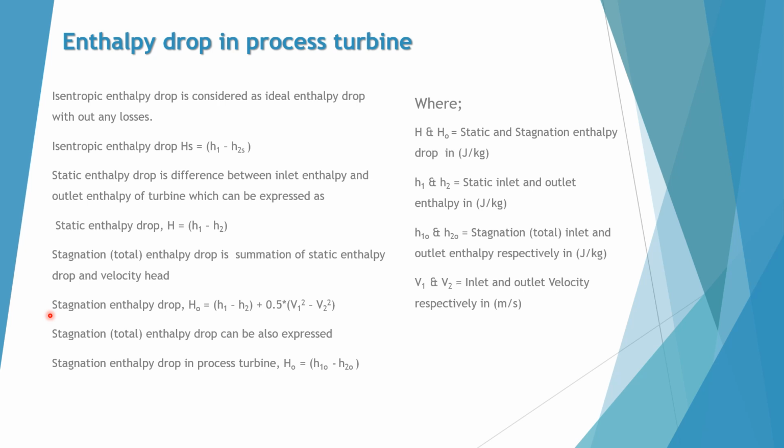Stagnation enthalpy drop in the process turbine can also be expressed as HAO is equal to H1O minus H2O, where HAO is the stagnation enthalpy drop, h1 and h2 are static inlet and outlet enthalpy, H1O and H2O are stagnation inlet and outlet enthalpy, and V1 and V2 are inlet and outlet velocity.